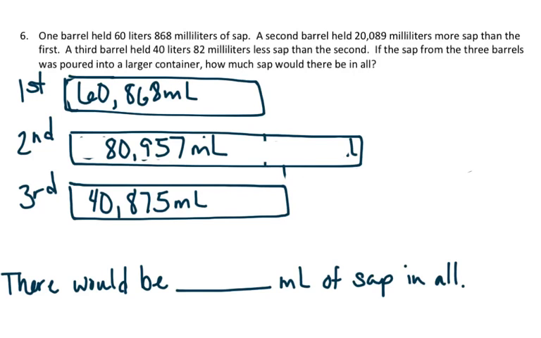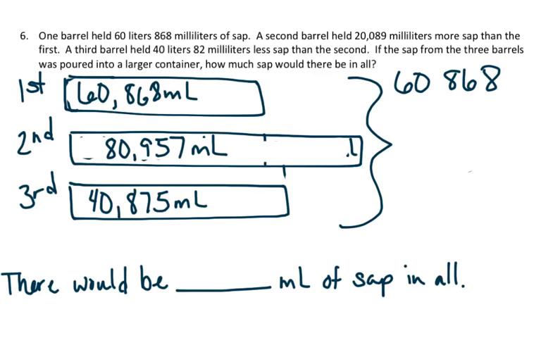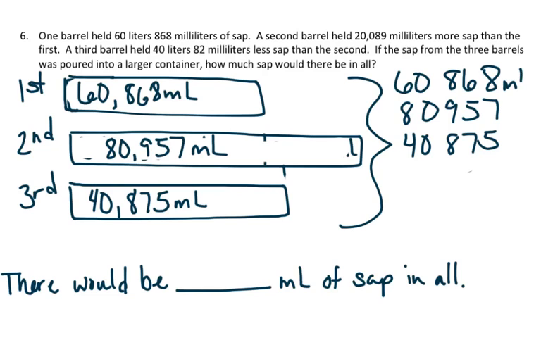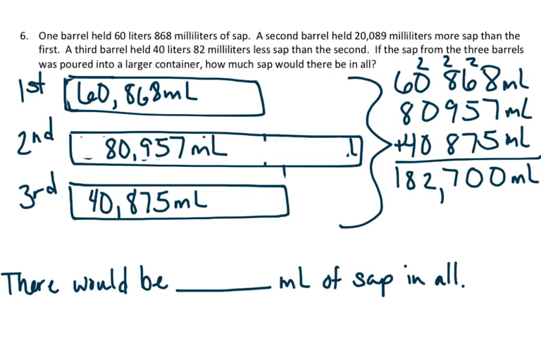So now the question is asking me, what happens if I poured all of that into one large container? So how much would it be? So what it's really asking me is how much for all of them. So we're going to take 60,868, and we're going to have 80,957 and 40,875. Those are all milliliters, and we're going to add those together, okay, to get a sum of 182,700 milliliters. So that can be, in our target sentence, 182,700 milliliters. This also can be written as 182 liters, 700 milliliters.